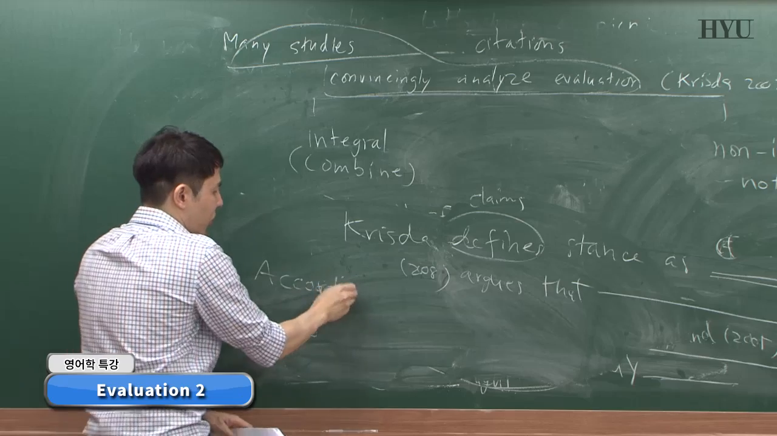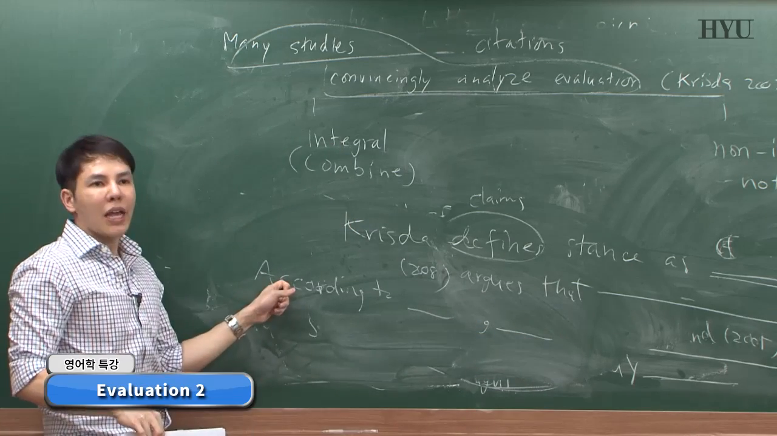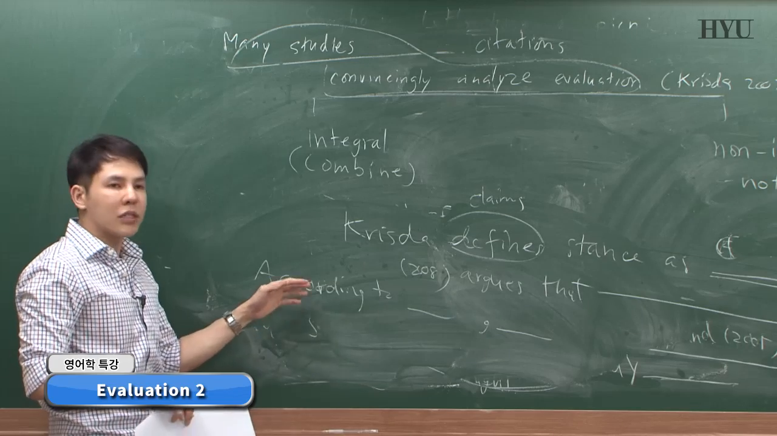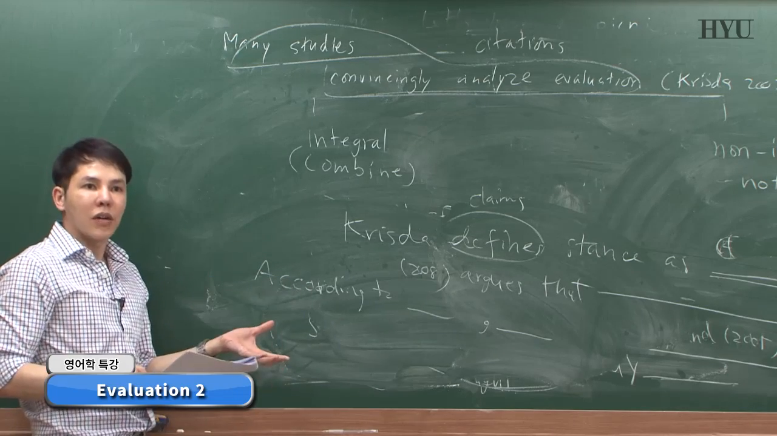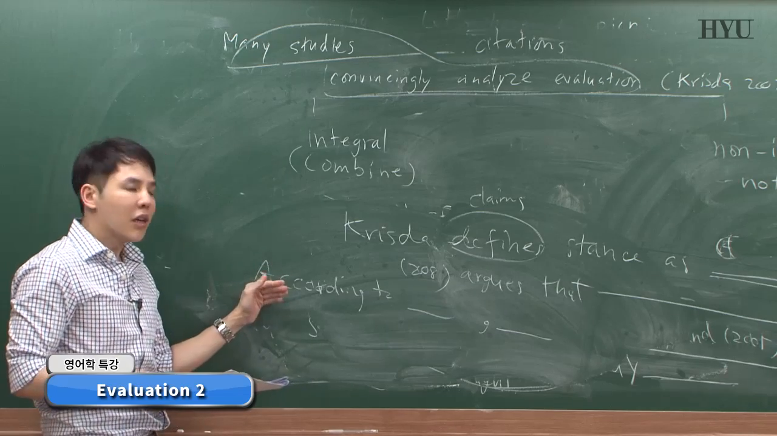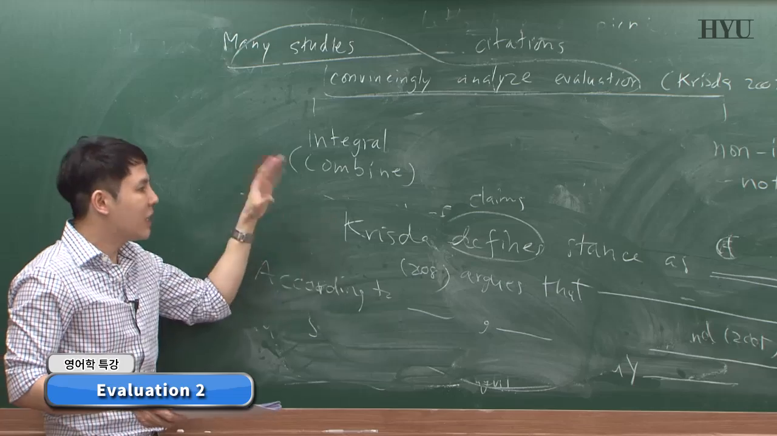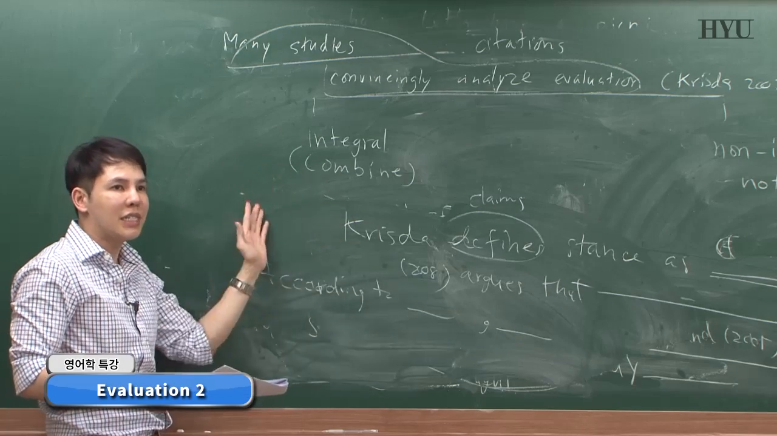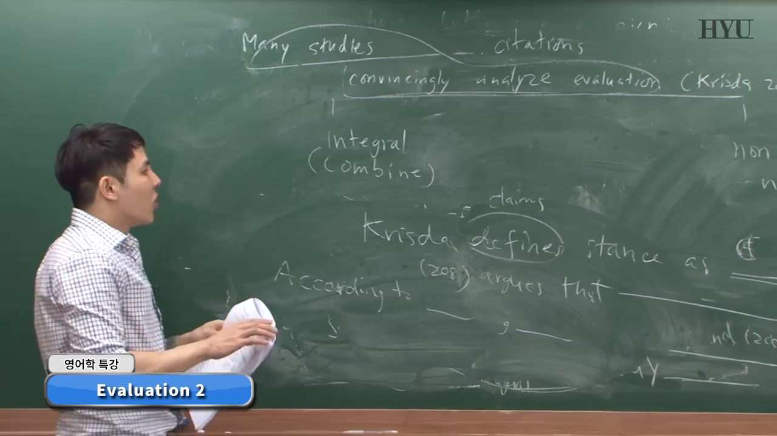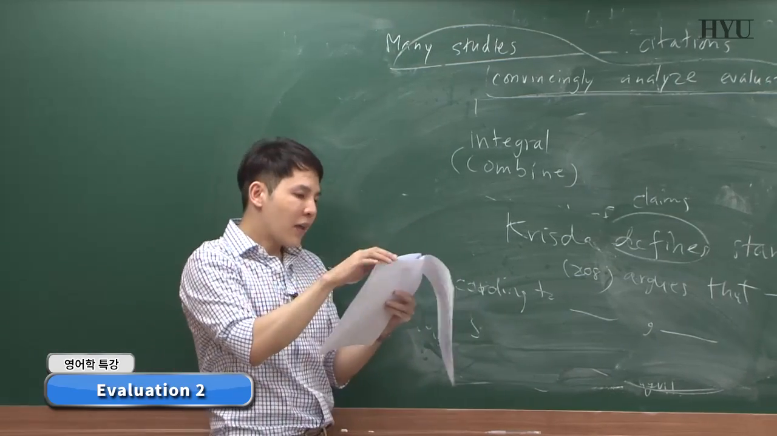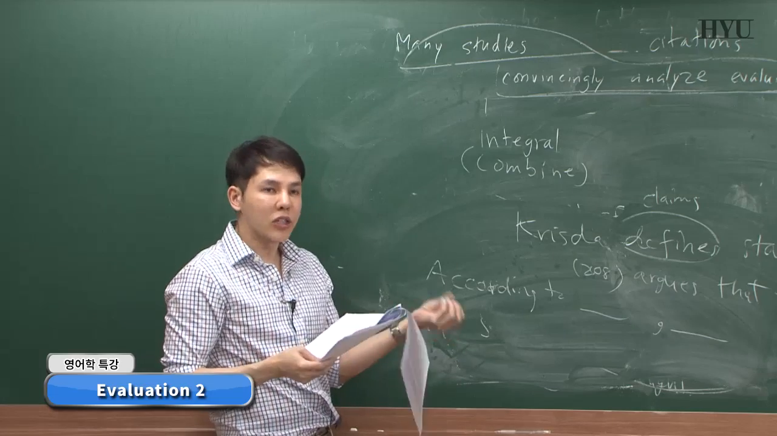According to Krista 2002, blah. If you use one type all the time, can you keep doing that? No. You have to have some variety of this type of thing. Or if you just keep saying Krista says that, Krista says this, he says that, he says it. No, not good, right? So next time we'll come back and look at some problems that writers have.